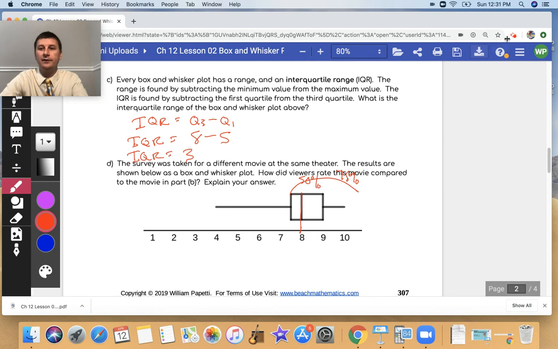Now you're ready for lesson 3 in the chapter 12 study of statistics.